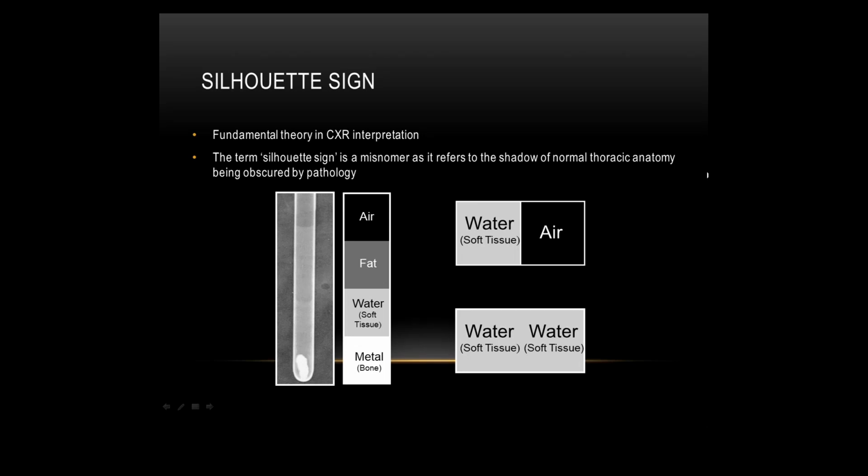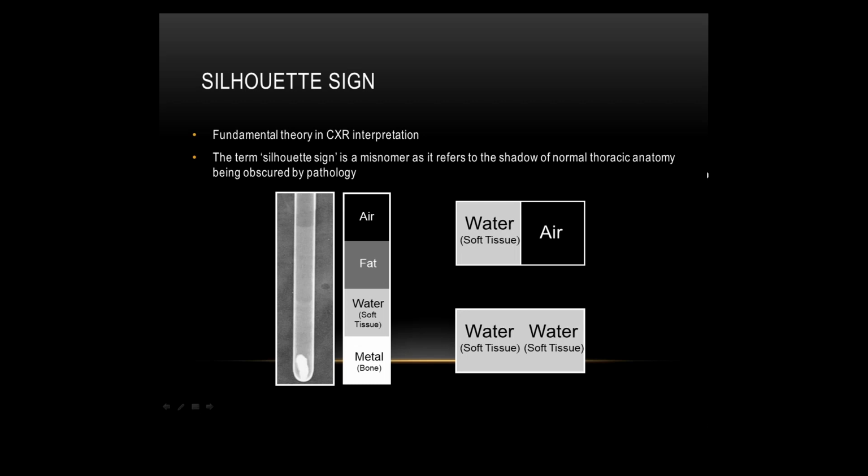Now it's a bit of a misnomer because you're not actually looking for the presence of a silhouette, you're looking for the absence of a silhouette. So chest x-ray interpretation is all based around densities. You've got the heart, which is a soft tissue water density, so it's very bright on x-ray. You've got lungs, which are filled with air, which is black on x-ray.